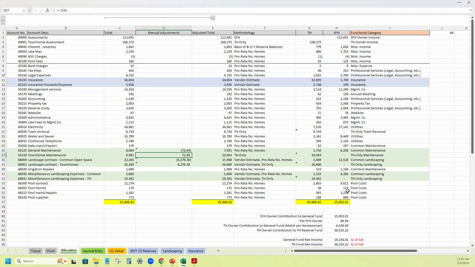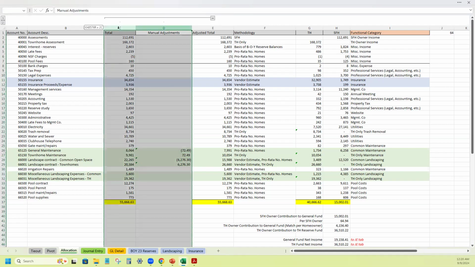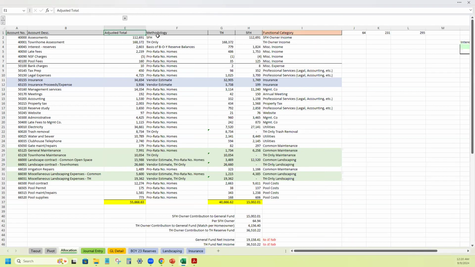Okay. And so from here, I'm going to hide these two tabs and look only at the adjusted total. This is the good stuff. This is how we divide up the expenses among either townhome or single family home. So I'll talk first about income.